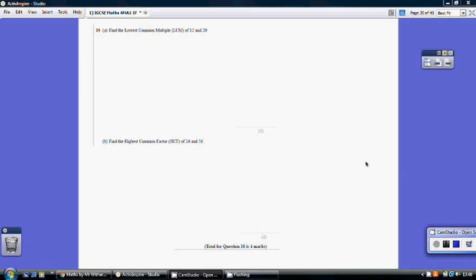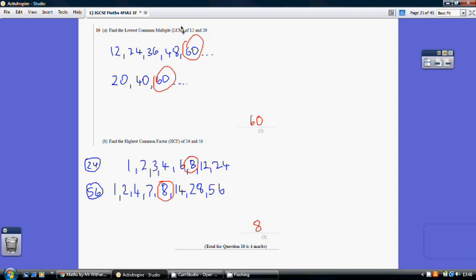Question 10. So here really the only catch is just remembering the difference between lowest common multiple and highest common factor. Multiples are big, so they're going to be bigger numbers. Factors are small, they're going to be small numbers. So for the lowest common multiple of 12 and 20, you need to do your 12 times table and your 20 times table and see when you first meet, and you first meet at 60.